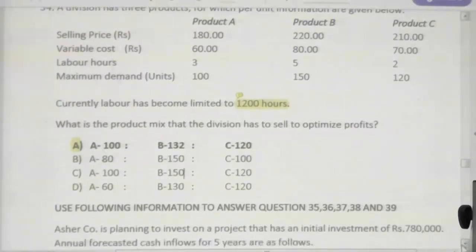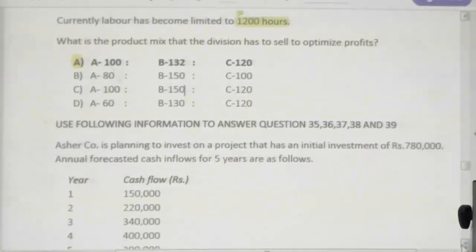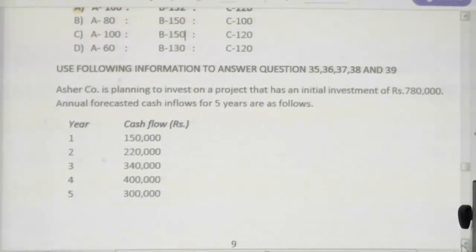Now, next question, again a bigger question, right? Here is a bigger question. Question number 35 to 39, 5 questions, that is 10 marks, that is 12 minutes allocated for these 5 questions. What is the information? Let's see.